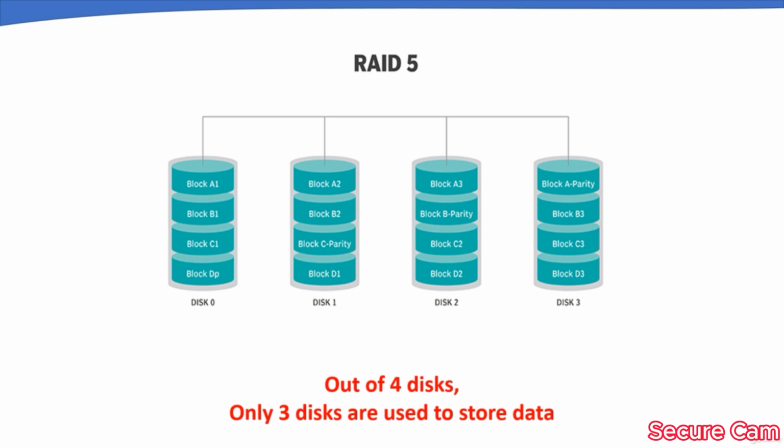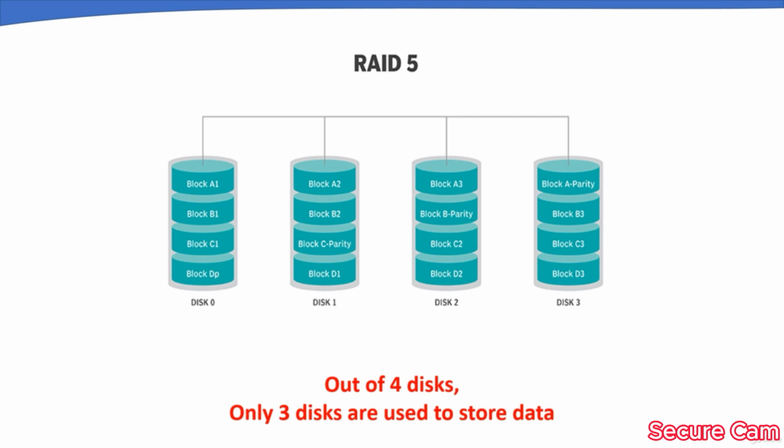RAID 5. RAID 5 is the most common secure RAID level. It requires at least 3 drives but can work with up to 16. Data blocks are striped across the drives, and on one drive a parity checksum of all the block data is written. As shown here, we are using 4 drives: disk 0, disk 1, disk 2 and disk 3.